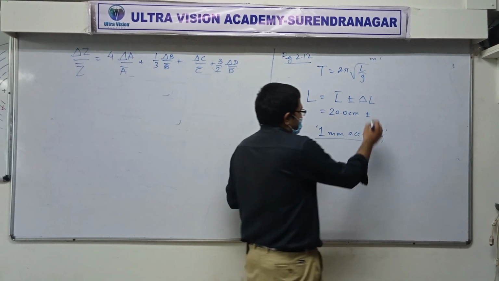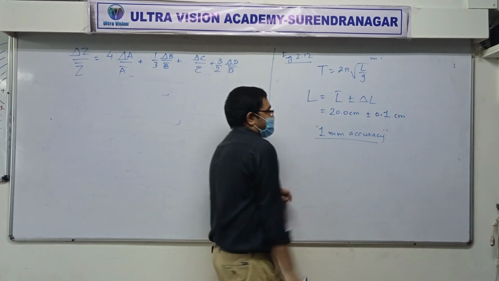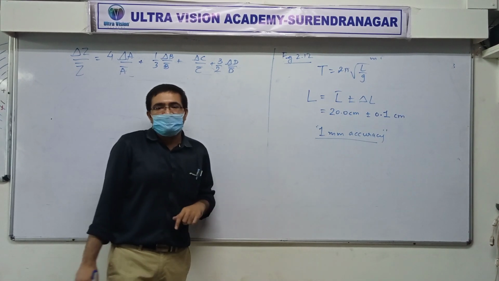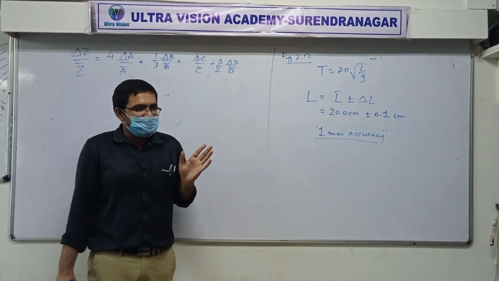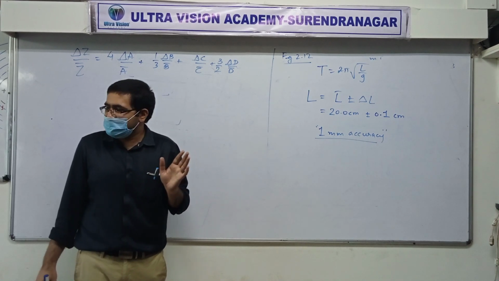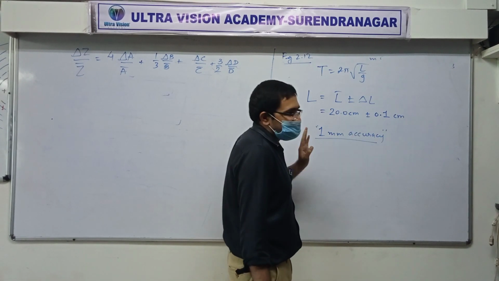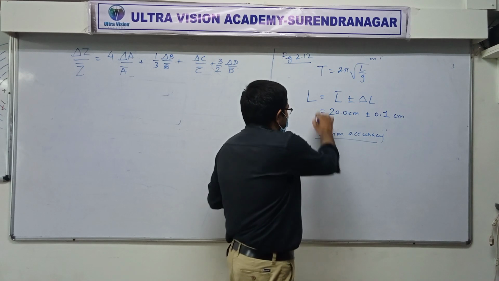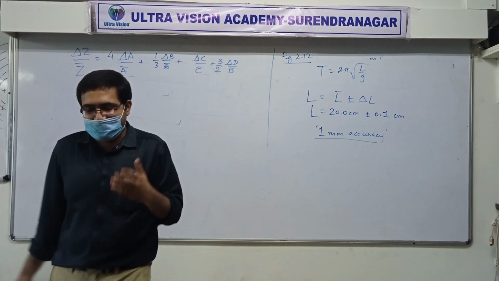That's why I am going to write 0.1 centimeter here. Did you understand? Yes. 1 mm, same as 0.1 centimeter. Got it? Yes. So this is delta L, that is the average accuracy. So this is the whole reporting of L. Just like that, I believe something about time is also given.